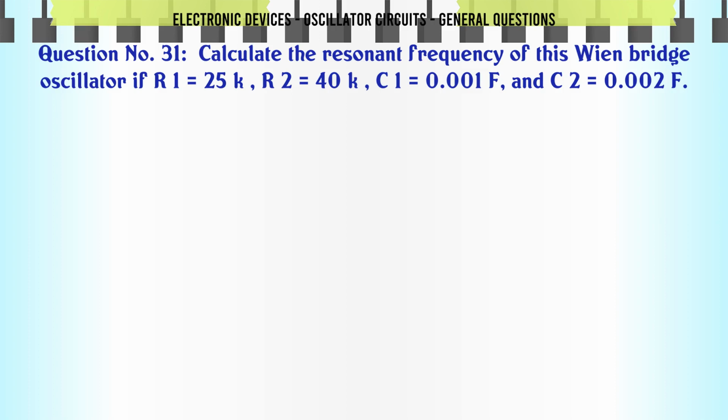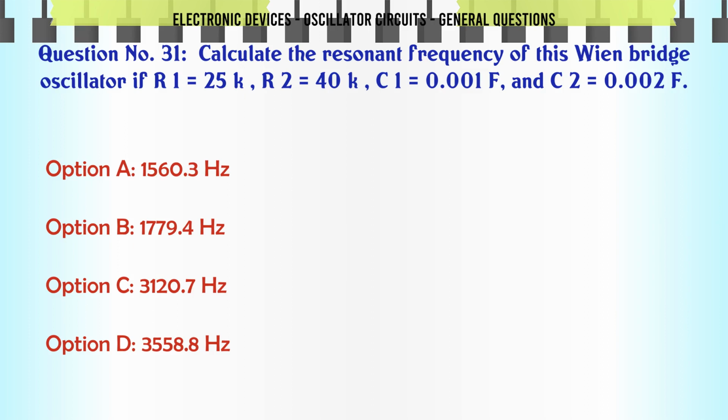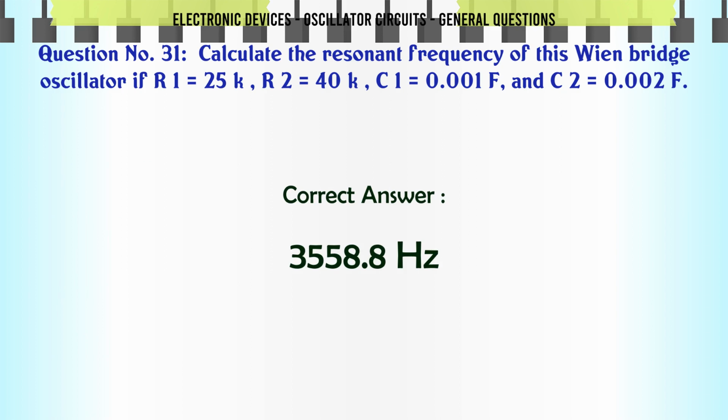Calculate the resonant frequency of this Wien bridge oscillator if R1 is 25K, R2 is 40K, C1 is 0.001 µF and C2 is 0.002 µF. A. 1560.3 Hz. B. 1779.4 Hz. C. 3120.7 Hz. D. 3558.8 Hz. The correct answer is 3558.8 Hz.